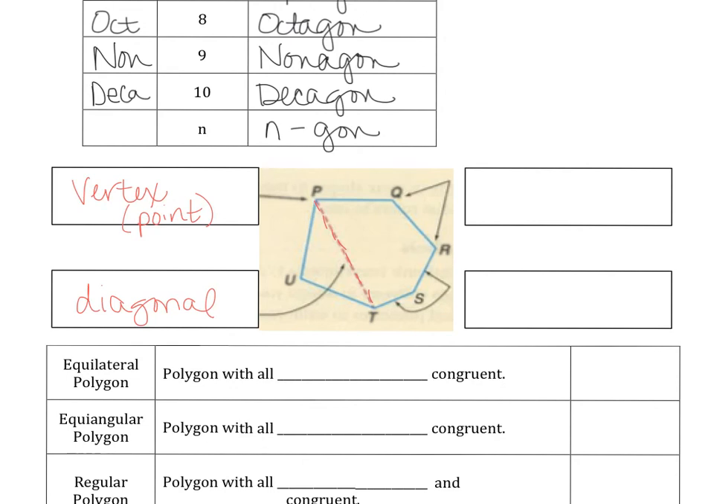Vertex Q and R are called consecutive vertices. And you would name them Q and R. And then I've got ST here. We've got ST and RS. Those are our consecutive sides.